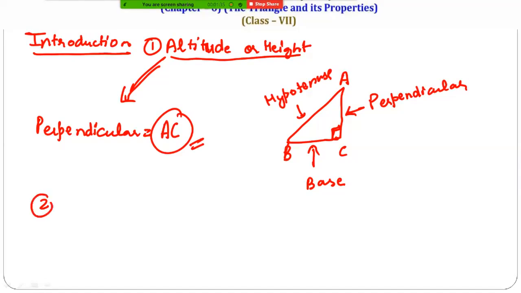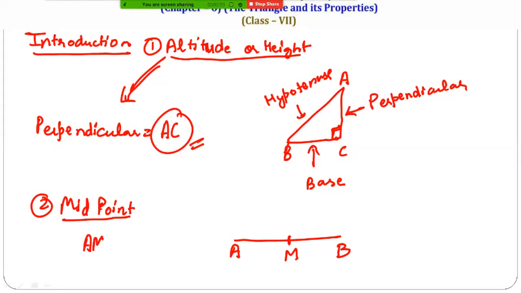Second term we use is midpoint. The center point of a line segment is called as midpoint. Suppose there is a line segment that is AB, then the center point is called as your midpoint. So for the midpoint, the left hand side of this center point is equal to right hand side of this center point. It means the value of this AM is equal to the value of this MB. So the portion to the left of this M, that is AM, and the portion to the right of this M, that is MB, both are equal.